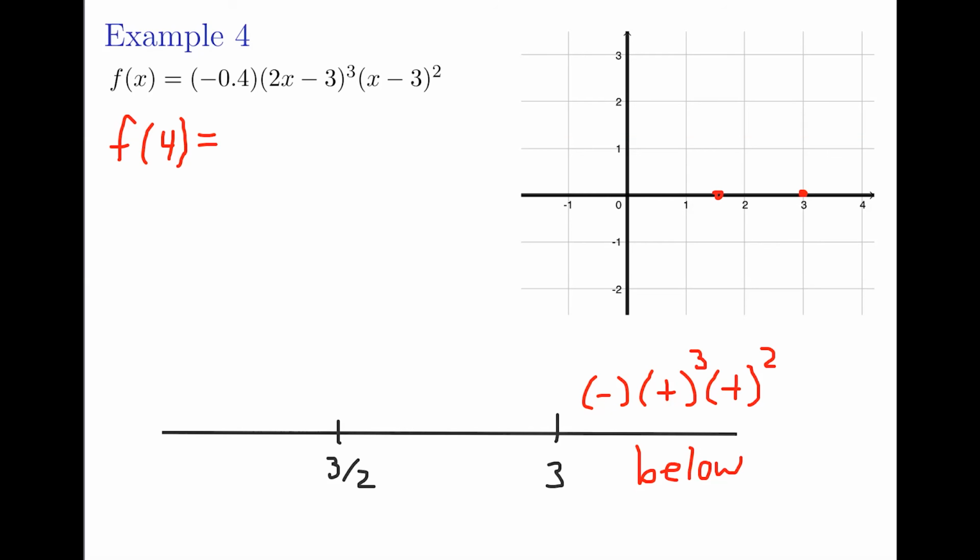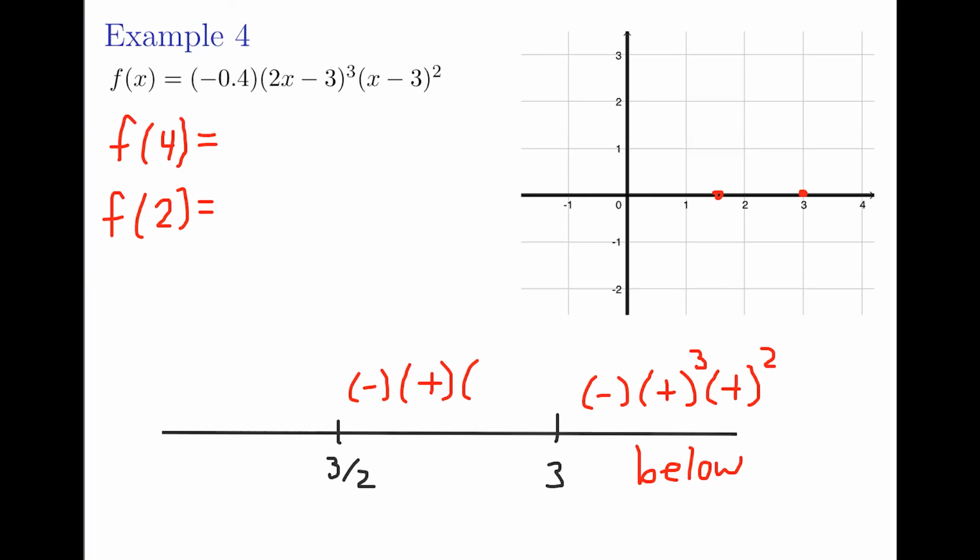Now let's do something between 3/2 and 3. There aren't a lot of simple numbers here, but let's use 2. I think that's a good one. So what's f of 2? Well, it's going to be negative 0.4. Actually, I'll do it down by the graph. It's going to be negative 0.4. And then we have 2 times 2 minus 3. And that's going to be positive.